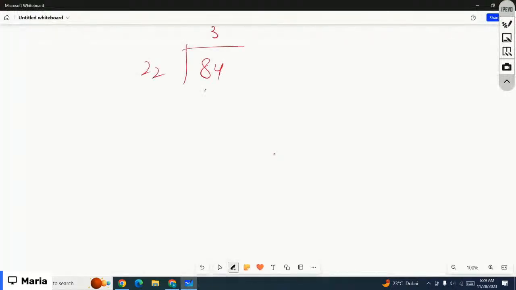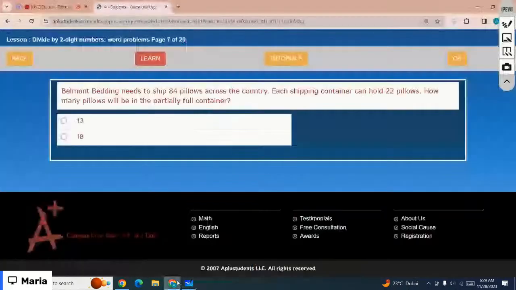22 times 3 is 66. Let's just borrow: 14 minus 6 is 8, and 7 minus 6 is 1. That means the last container has 18 pillows. The correct option is 18.